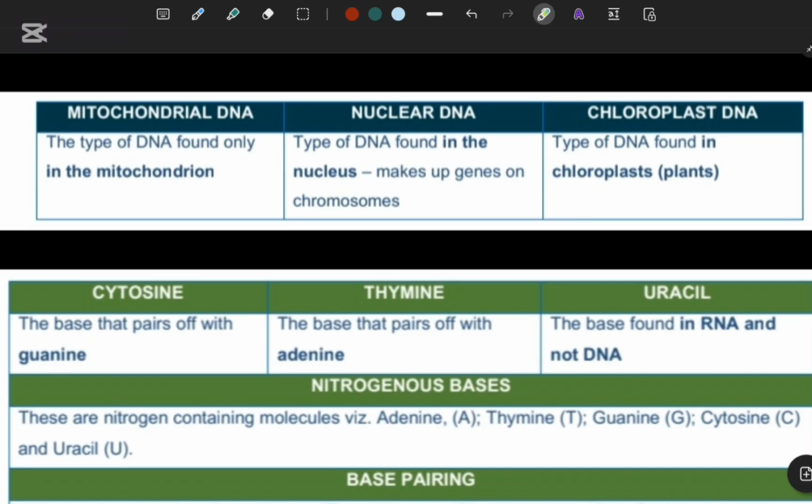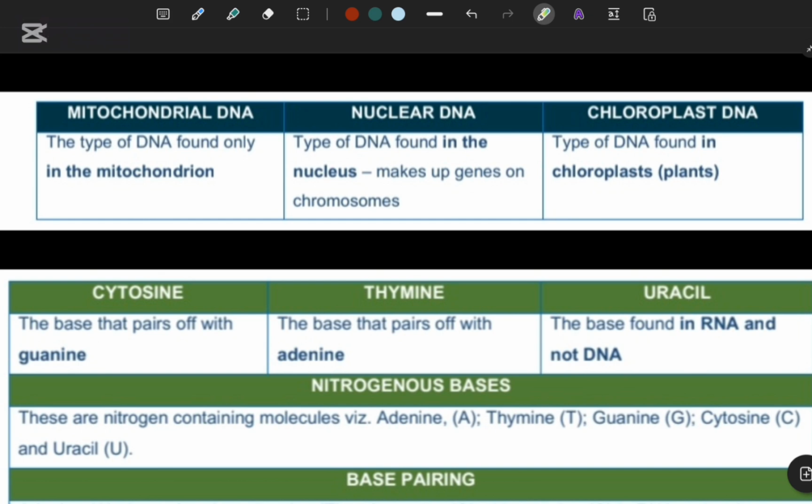This is what I was talking about before when I mentioned the DNA in the mitochondria, DNA in the nucleus, and DNA in the chloroplast. We have mitochondrial DNA, the type of DNA found only in the mitochondrion. And then we have nuclear DNA, the type of DNA found in the nucleus that makes up genes on chromosomes. And then we have the chloroplast DNA, the type of DNA found in the chloroplast. That's basically what it means.